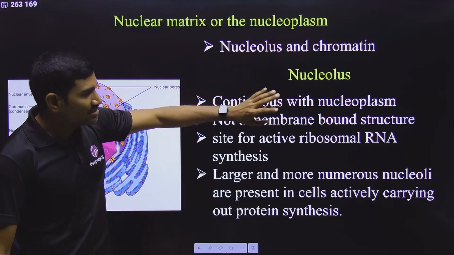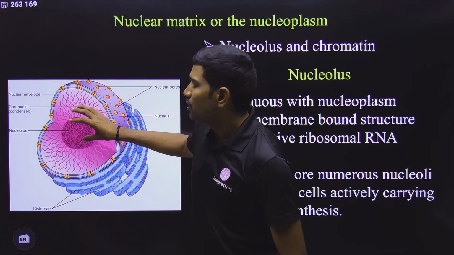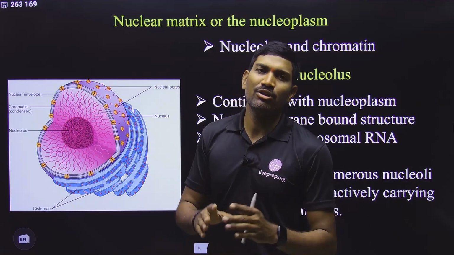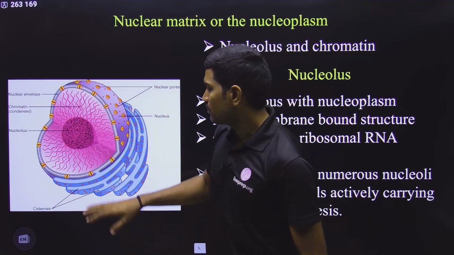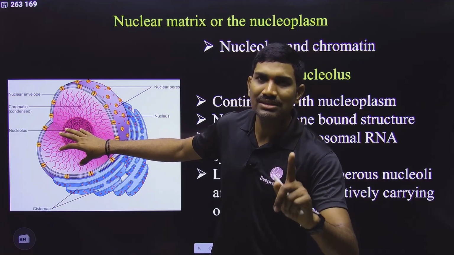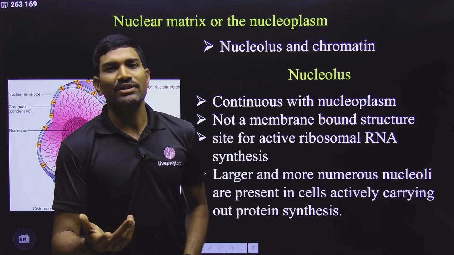That's it. And inside this we observe another spherical-shaped, non-membrane bound structure, generally one in number, and depending on the cell function sometimes more can be present, and this is called the nucleolus. Singular is nucleolus, plural is nucleoli. So this is what they are talking about. And what is the function of this one?